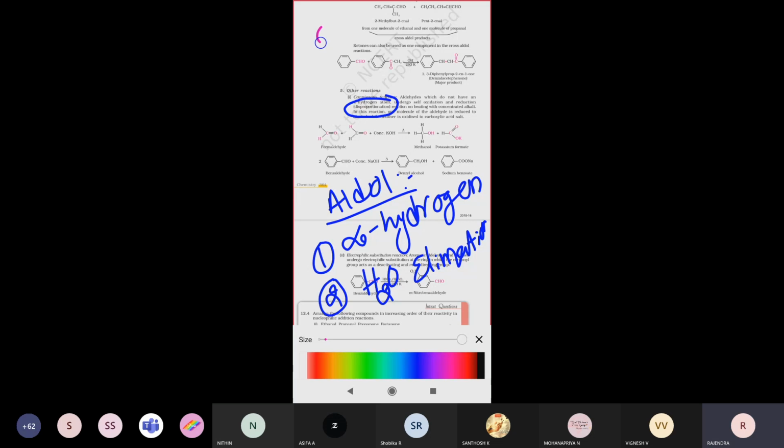So in this Cannizzaro reaction, what happens during that chemical reaction?